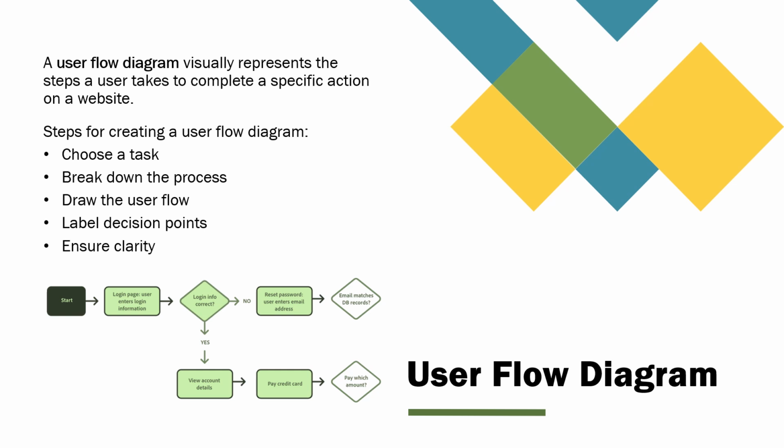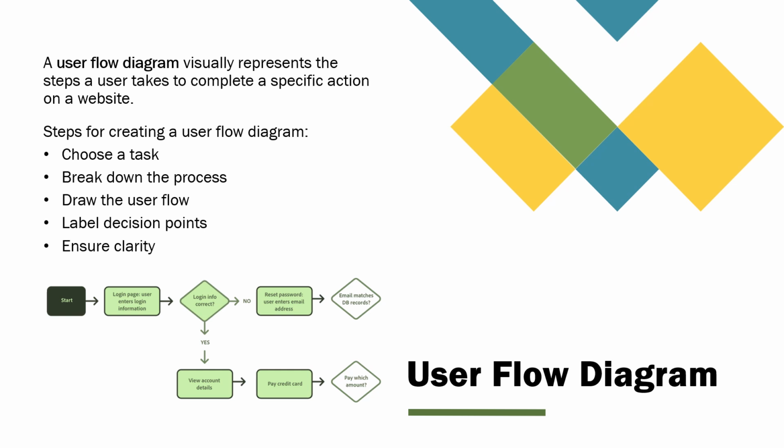Okay, so basically, let's first talk about what a user flow diagram is. A user flow diagram visually represents the steps a user takes to complete a specific action on a website. So an example could be like logging into an account, making a purchase, submitting a contact form, those types of things. So for your assignment, you're going to choose a task on your project website. It could be something like signing up for an account, whatever you want a user to complete on your web page or your website.